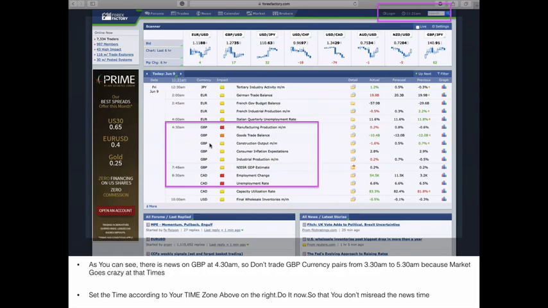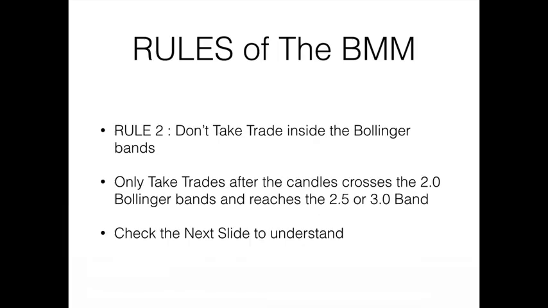and you can see news there also. Okay, moving forward, the next rule number 2 is don't take trade inside the Bollinger Band. Now you must be thinking, yeah, that's pretty self-explanatory. I mean, of course I'll be taking the trades when it touches the 2.5 band and goes outside 2.0. But a lot of time people get psychologically indisciplined and they lose patience, and as soon as it touches 2.0 they open a trade, and then what happens, it goes bang up to 2.5 or maybe 3.0 sometimes. So you have to make sure that you only take trades after the candle crosses the 2.0 or 2.5 or 3.0 band.